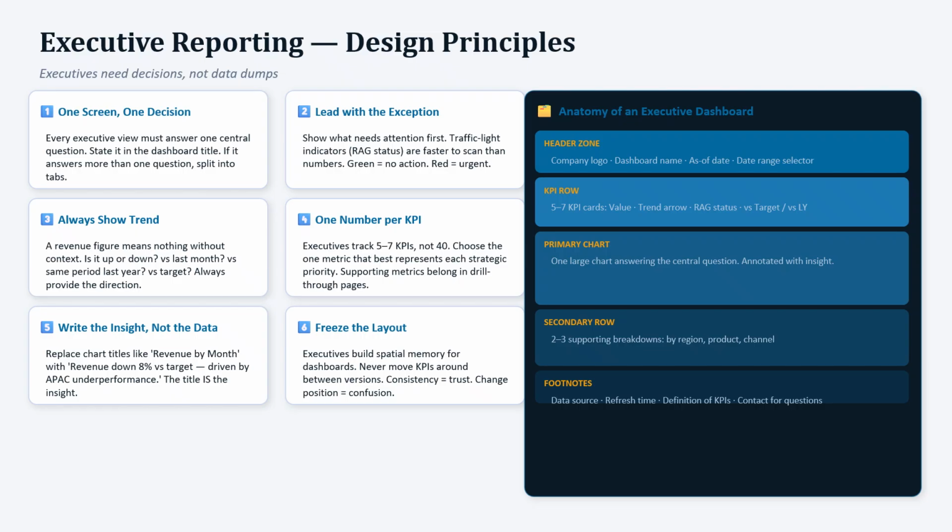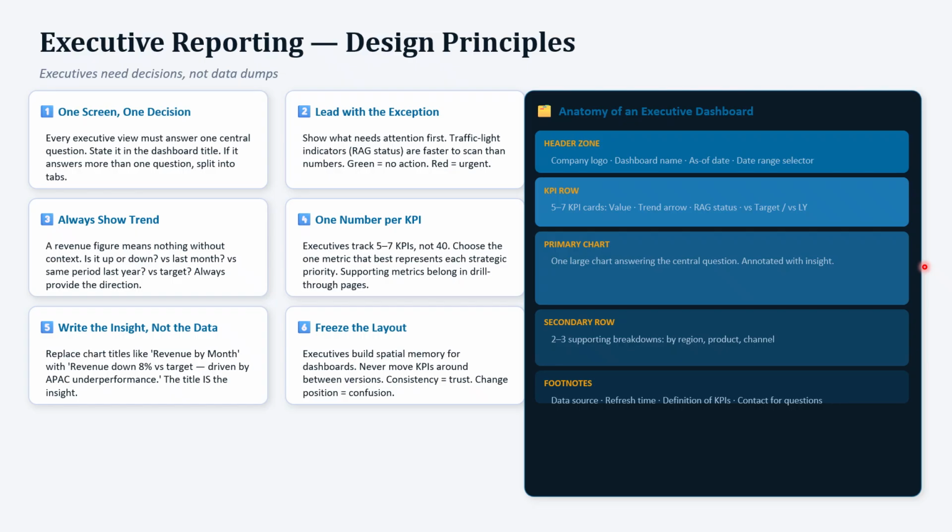Principle 3 is always show trends. A standalone number is almost meaningless. Say 4.2 million euros, is that good? Add up 12% versus last month, above target, and it becomes a decision. Principle 4 is one number per KPI. Executives track 5 to 7 strategic KPIs, so everything else is supporting detail.